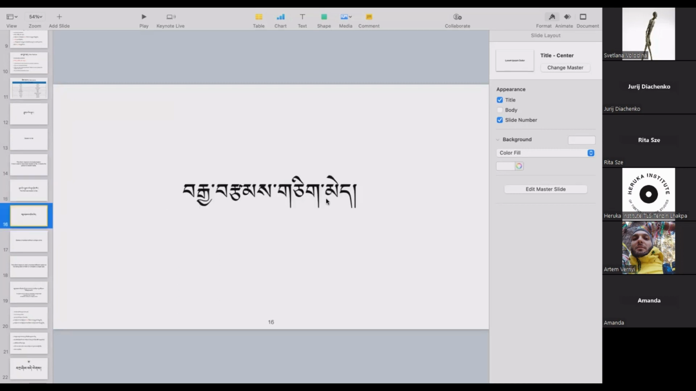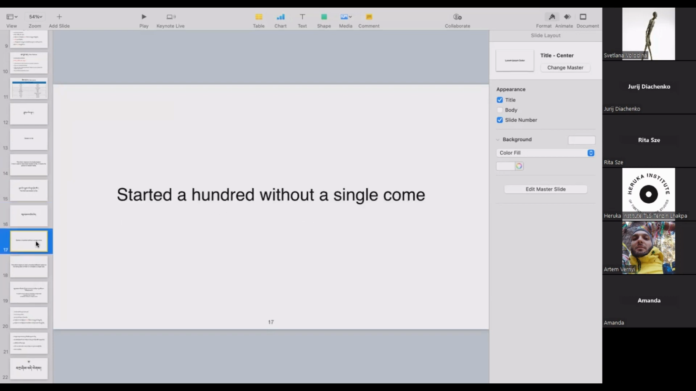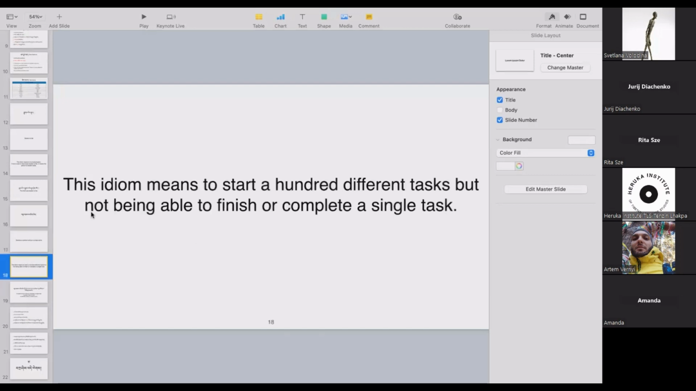Gyatsam chikme. Started 100 without a single kum, and kum means outcome, meaning one has started 100 different things but is unable to finish even one. So this idiom means to start 100 different tasks but not be able to finish or complete a single task.